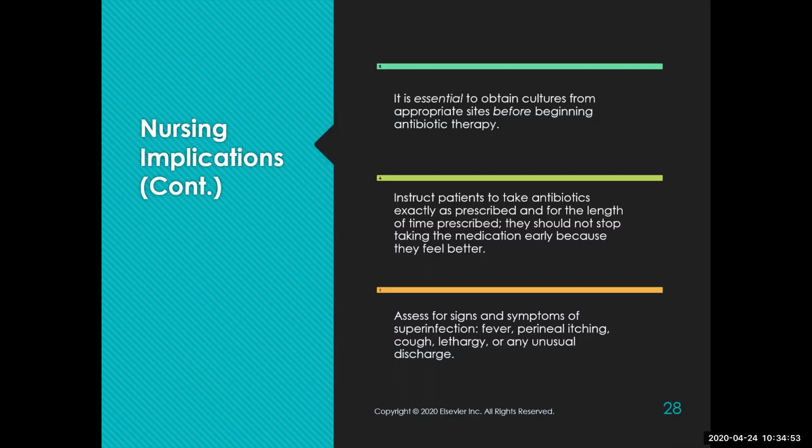Of course, priority teaching is to take the antibiotics exactly as prescribed and assess for signs and symptoms of superinfection, which happens when we give antibiotics that kill our good flora and our good bacteria. This is typically going to result in a vaginal yeast infection, or possibly some of the other things that are listed here.